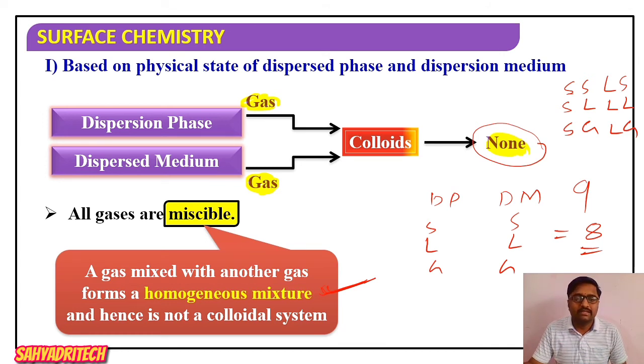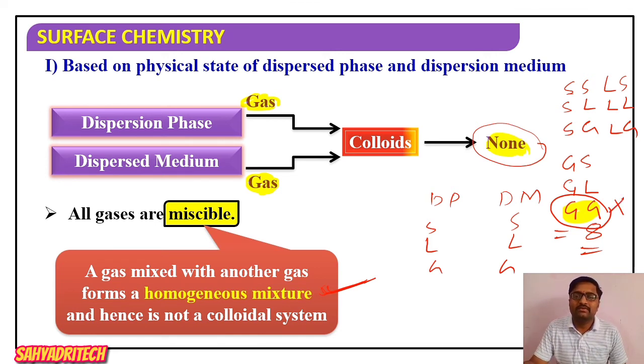Next combination: when you think of gas as the dispersed phase, say gas in solid, gas in liquid, and gas in gas. Whether we consider this state, if we consider that, totally 9 types, but we are omitting this. We are not considering gas in gas as a type of colloid. Why? Since it constitutes a homogeneous mixture.